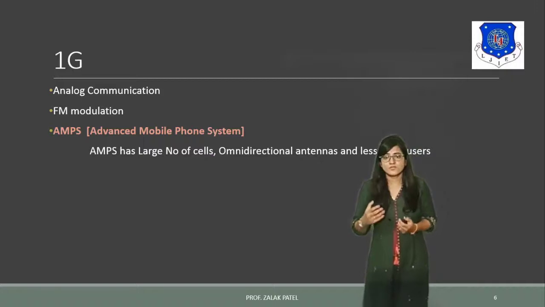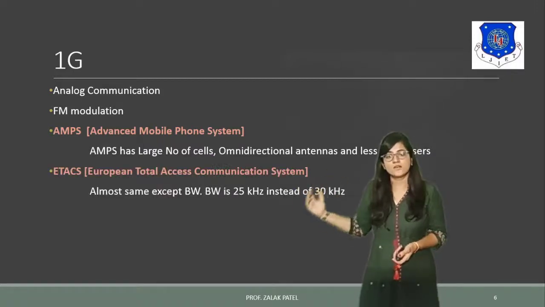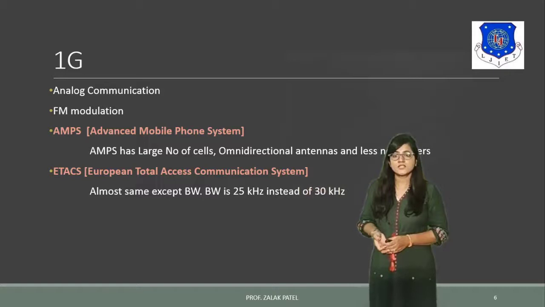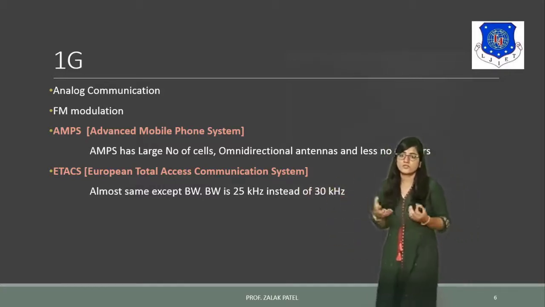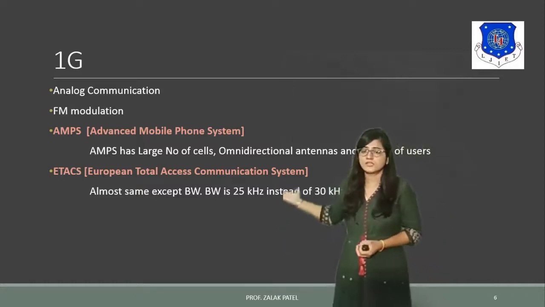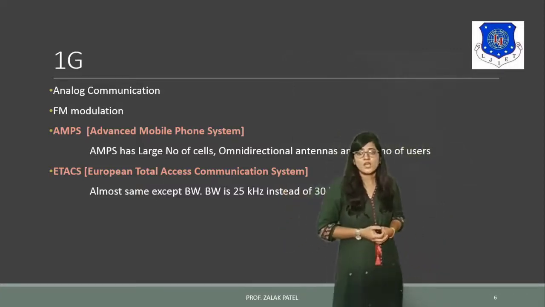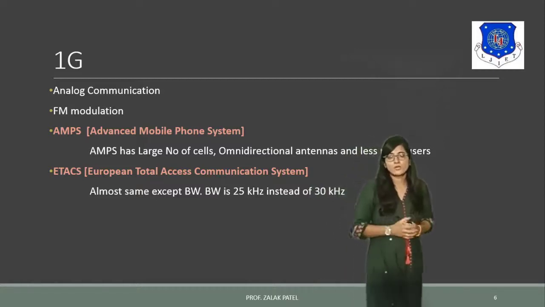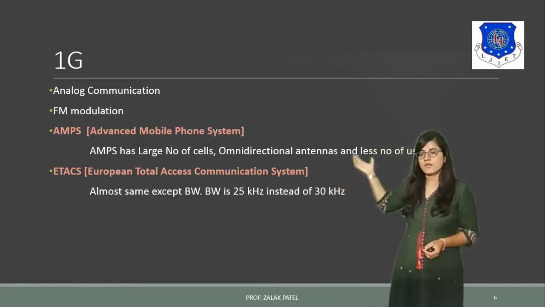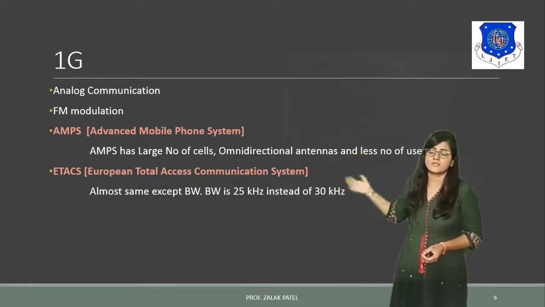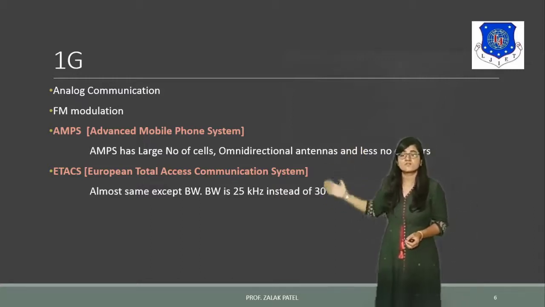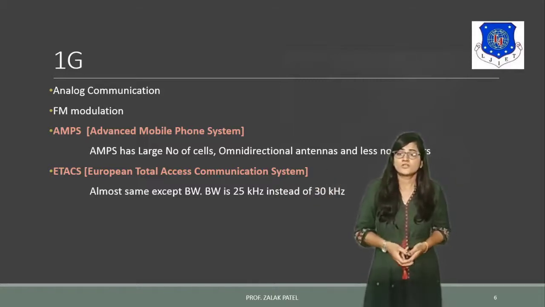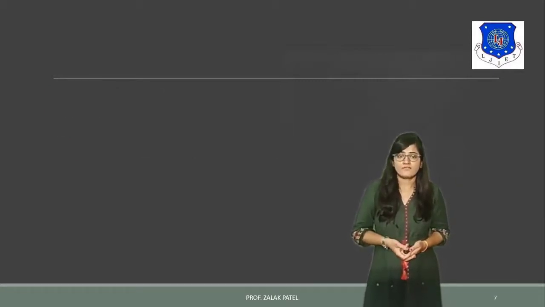Now to increase the number of users, obviously we have to modify the previous version. For that we change the bandwidth. Here the bandwidth is 25 kilohertz instead of 30 kilohertz. This is how we can save bandwidth using the European Total Access Communication System, ETACS. This is one type of informative session, so you have to remember some things: like AMPS, what is its full form; ETACS, what is its full form; and what is the difference between these two standards. These things you have to identify first.